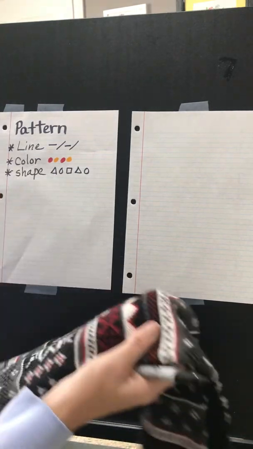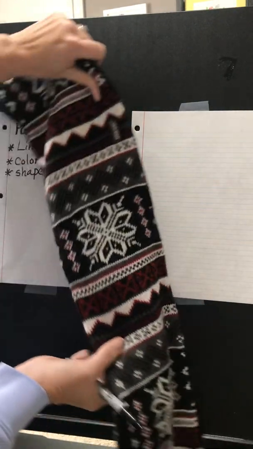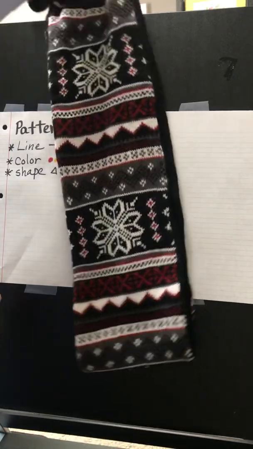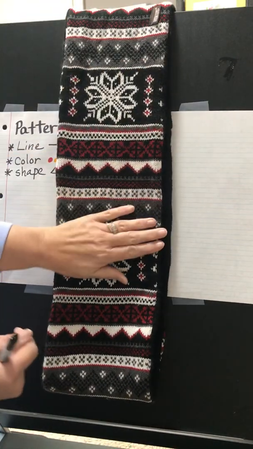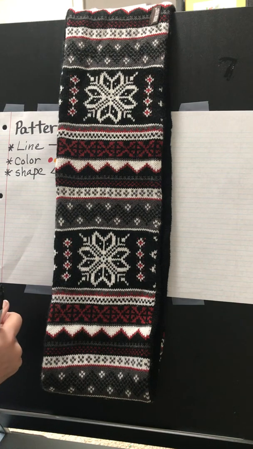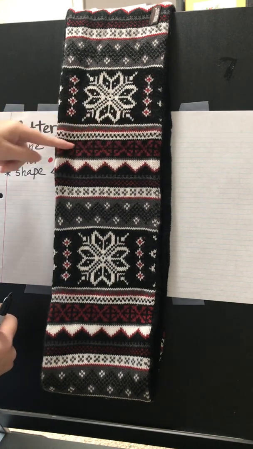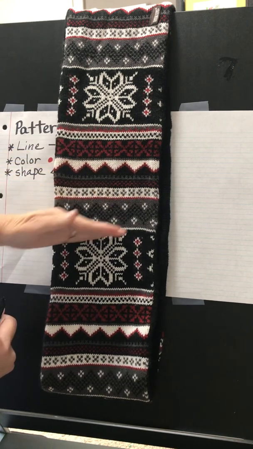Look at this scarf that I use during the winter. This is my favorite scarf to have during that time. And we see a lot of pattern that's woven into this. Do you see line patterns? Sure, we've got all these different lines where they're put in different segments or sections.